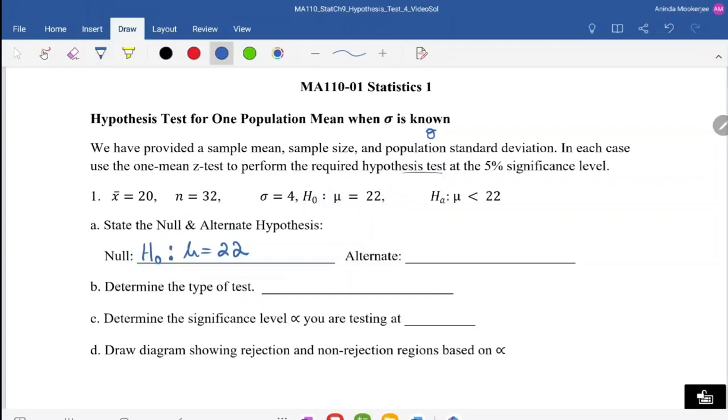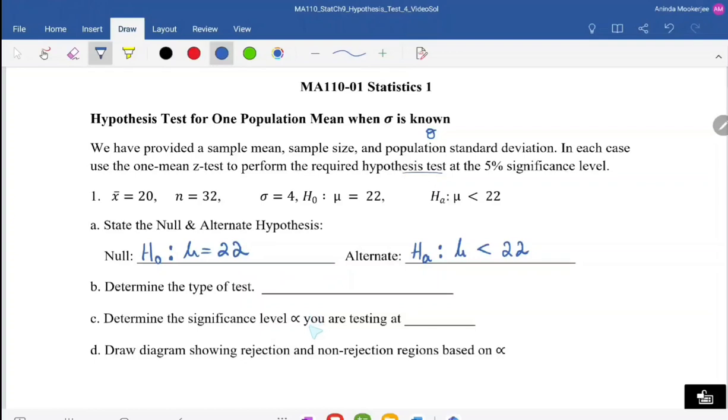Now for an application-based problem, it's not going to be as straightforward and simple as this. You will have to figure out what the null hypothesis is and what the alternate hypothesis is. But since we are just starting off with the first problem, let's just use whatever they have given us, and they've made it simple for us to start with. All right, so the alternate hypothesis says mu less than 22.